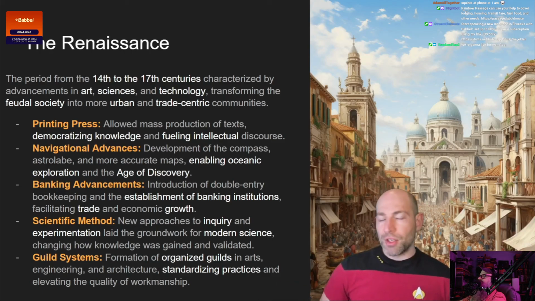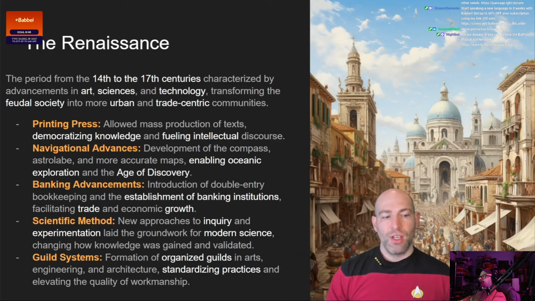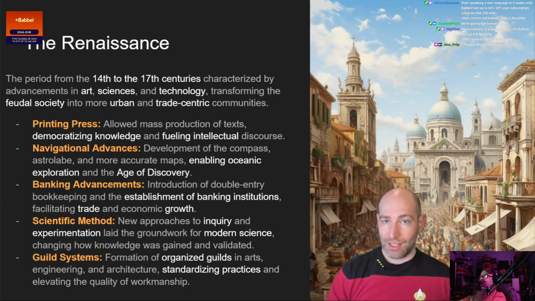Some other innovations that happened during the Renaissance that are still around today are the banking advancements and the scientific advancements, particularly those developed in the university systems and the guild systems.